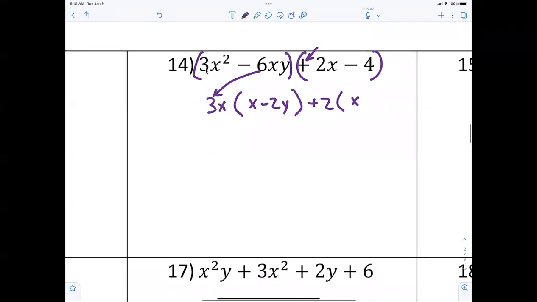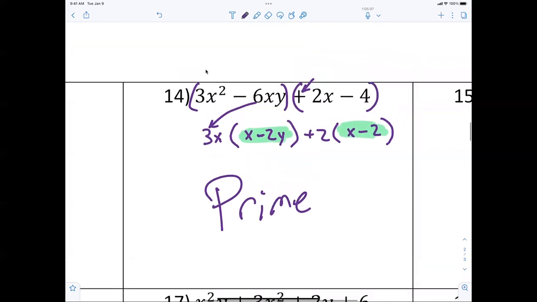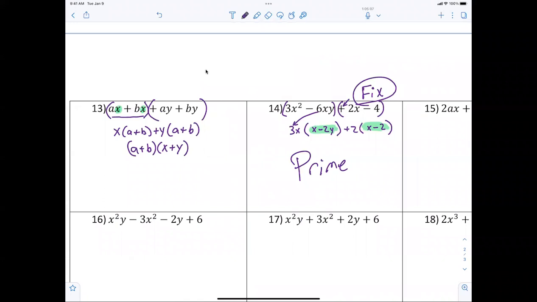Wow, this one can't be done. Because it was supposed to be X minus Y. If I factor out a 2, listen, it just becomes X minus 2. Does everybody agree? Right. Which means I can't factor it because these two are not the same. All right. So instead of saying I made a typo, we'll just say it's prime. Yeah, that's my fault. That should have been a 4y. I need to fix that. That should have been a y. So we'll just call it prime.